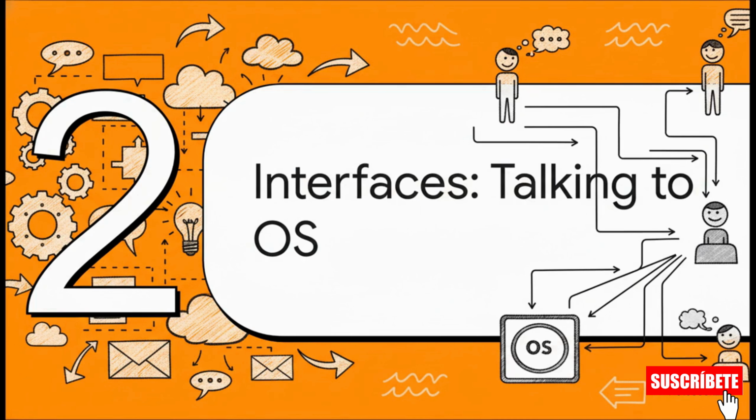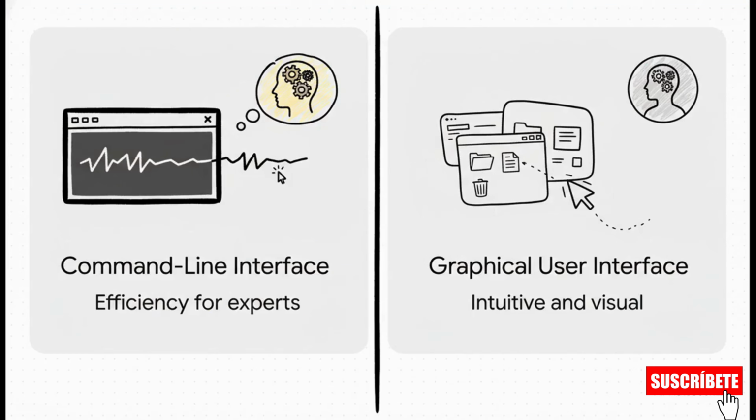Okay, so if the OS is our all-powerful butler, the next logical question is, how do we give it orders? How do we communicate what we want it to do? Well, that's where interfaces come into play. For us humans, there are basically two main ways we can talk to the OS. First, there's the command line interface, or CLI. Yeah, that's the classic hacker in the movies, text on a black screen interface. You type in very specific commands and the computer just does it. It might seem old school, but for developers and system administrators, it's incredibly powerful, fast, and amazing for automating tasks.